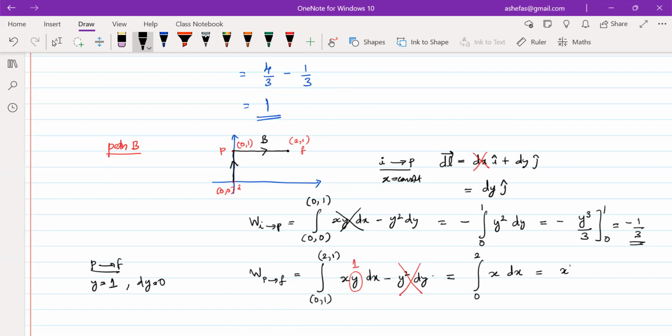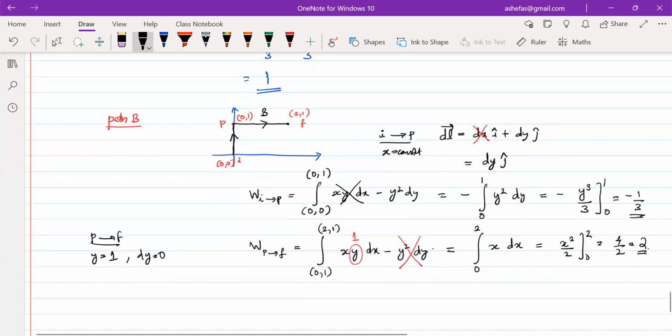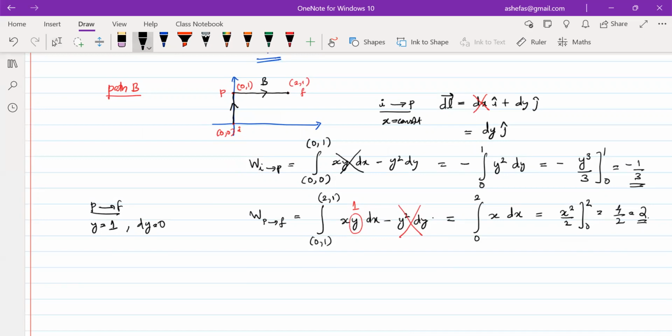Okay, so this would become x squared by 2 from 0 to 2, where 4 by 2 equals 2. So that is the integration from P to F. Then what is the total work? The total work over the path B is the work from I to P and the work from P to F. The work from I to P is minus 1 by 3, and P to F is 2 by 3. So it will be equal to minus 1 plus 6 by 3, which is equal to 5 by 3. Okay, so the work done through the path B is 5 by 3.